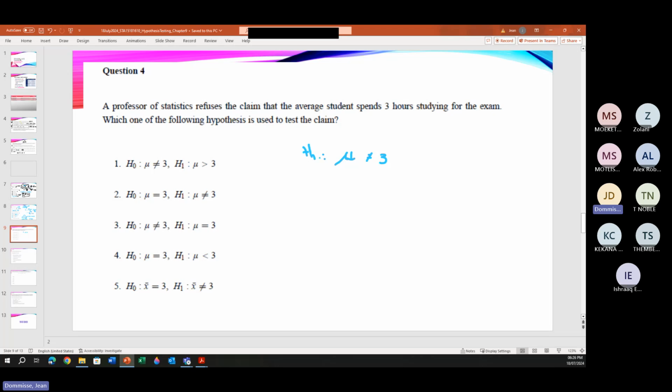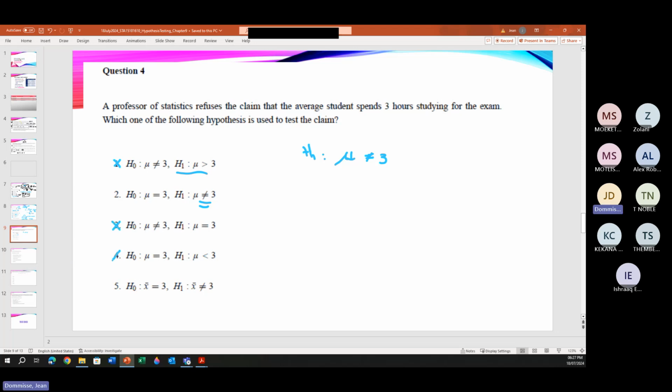So your alternative hypothesis is not equal to 3. So he says students are not studying, so alternative hypothesis not equal to 3. So let's first look at all the null hypothesis options. Bigger than 3, he didn't say bigger than 3. Not equal to 3, so that can be equal to 3. No.